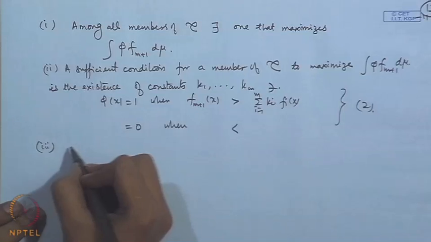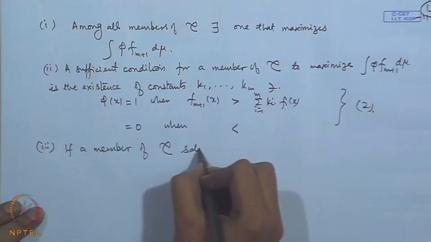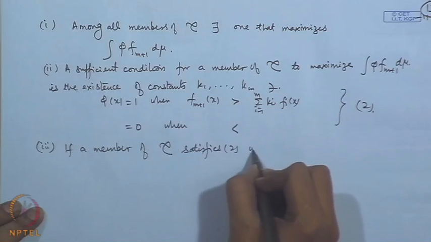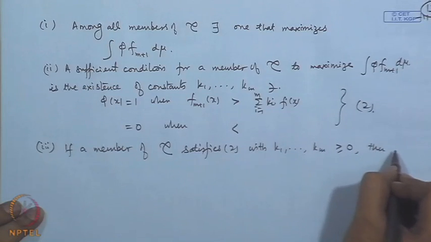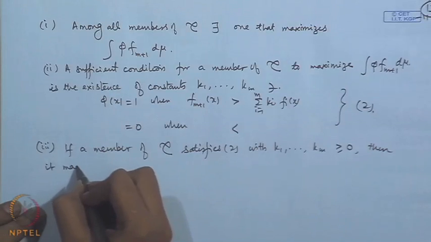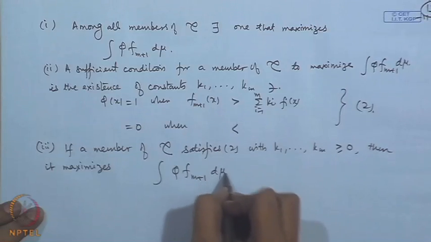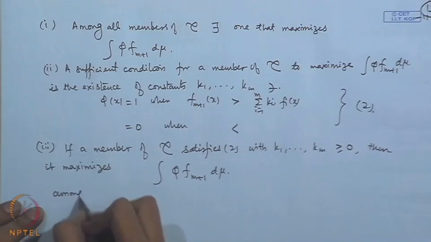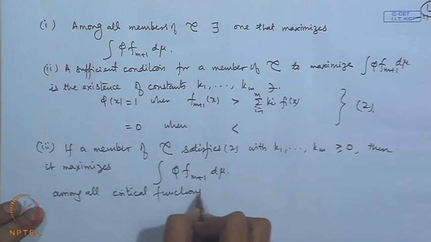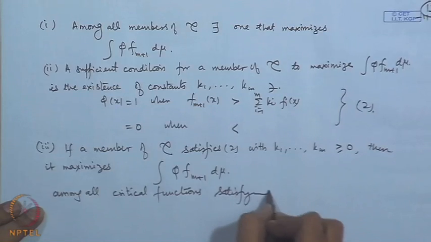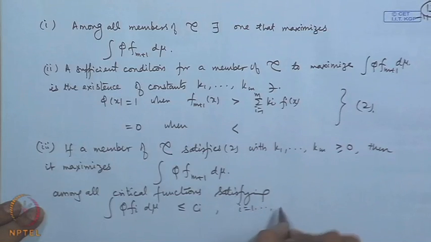Thirdly, if a member of C satisfies 2 with k 1, k 2, up to k m greater than or equal to 0, then it maximizes integral phi f m plus 1 d mu among all critical functions satisfying integral phi f I d mu less than or equal to C I for I is equal to 1 to m.